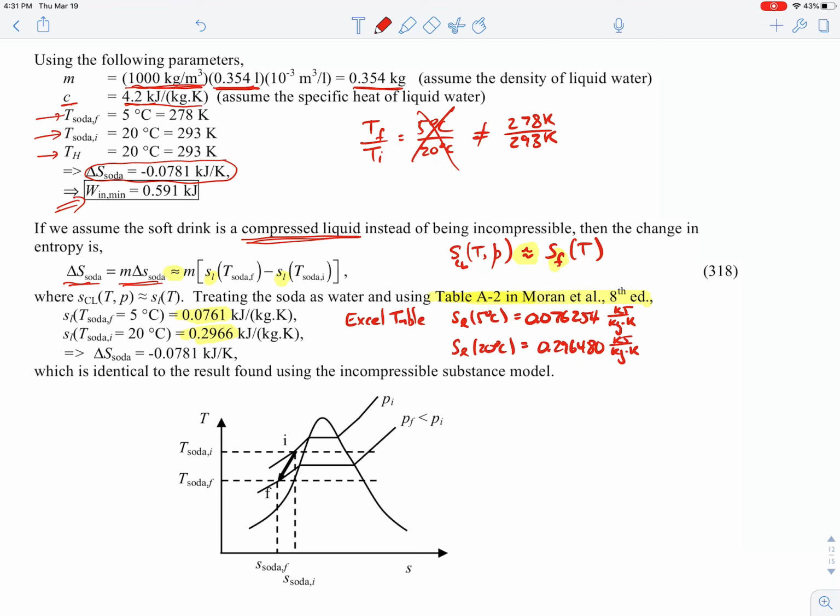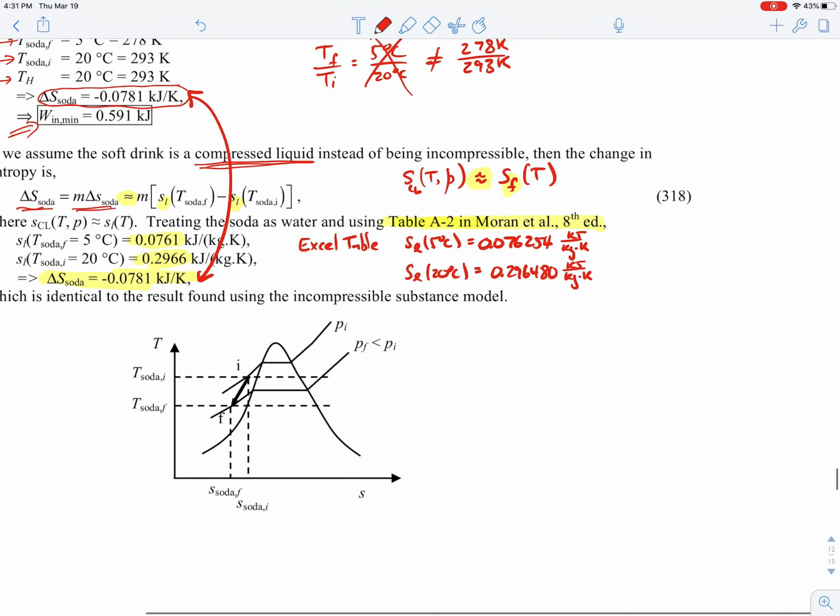But in the end, if you use the tables, you get the delta for the soda, and it comes out to be virtually identical to what we used in the incompressible substance model. And the reason they're so close is because the temperature difference is very small here. It's only 15 degrees C, so the specific heat does not change very much over that range of temperatures. So you would expect that the change in entropy would be about the same.